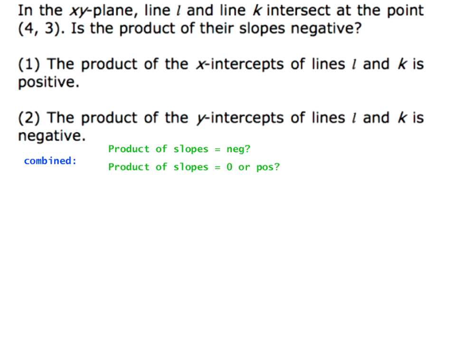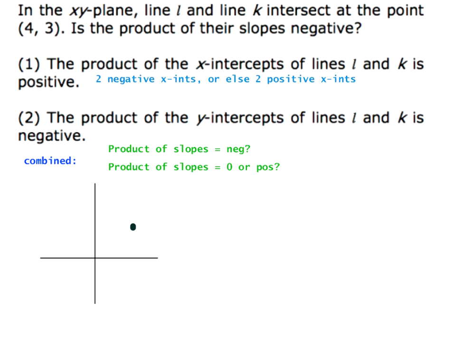Okay, well, let's think about this. I mean, you have this point. Here's (4, 3). This means you either have two negative x-intercepts, the first statement does, or else two positive x-intercepts is what that statement means. Can you have two negative x-intercepts when you combine? Well, let's try that. If we try to make both x-intercepts negative, we're inevitably going to wind up looking like this.